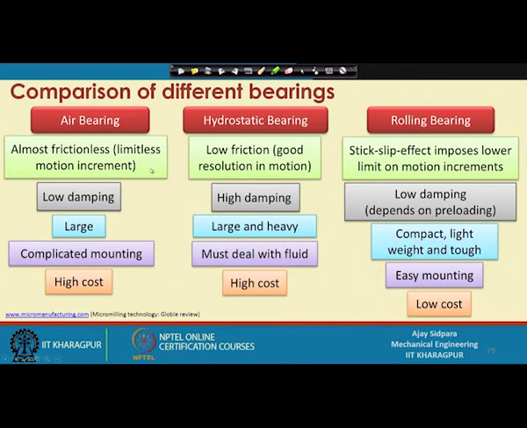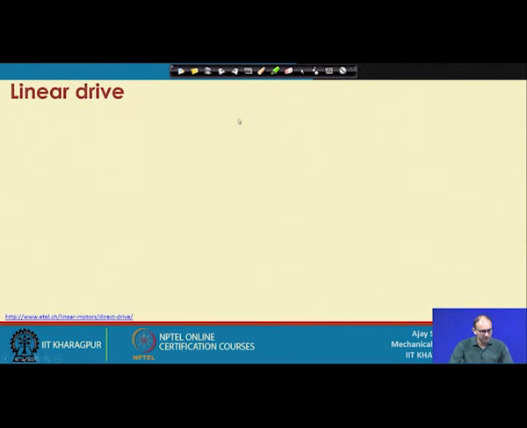So, we have to find out which one can be selected for a particular application, because everywhere you cannot use an air bearing and everywhere you cannot use a roller bearing. So, you have to find a suitable application and then find how much accuracy and precision you require, and maintenance is also one of the criteria. So, let us continue further.